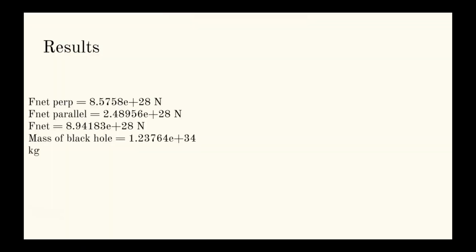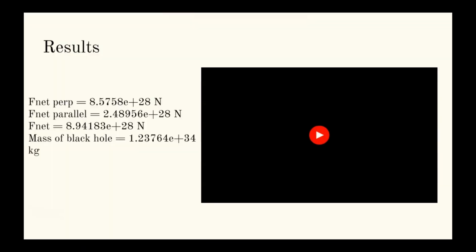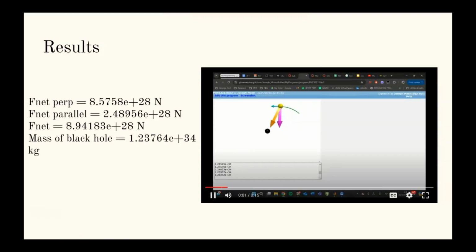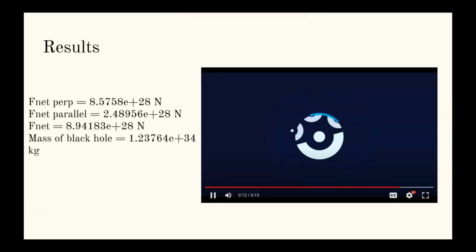For the results, we can see that F net perpendicular is equal to this number, F net parallel is equal to this number, and then F net is equal to 8.94183 e28 newtons. And then the answer for the mass of the black hole is 1.23764 e34 kilograms. We can see the star orbiting the black hole, where the pink arrow is the perpendicular, the orange arrow is the net force, and the cyan is the parallel component of the net force.